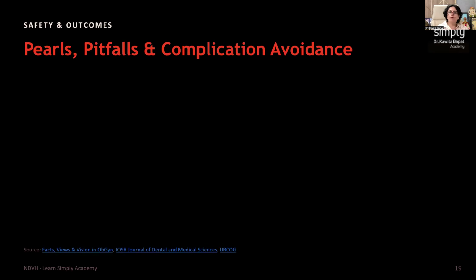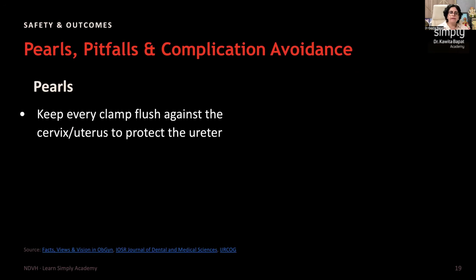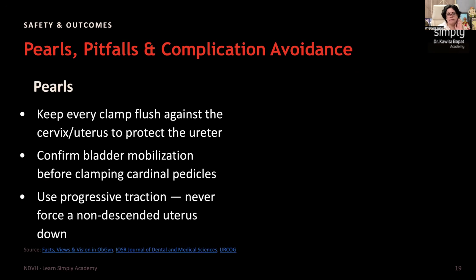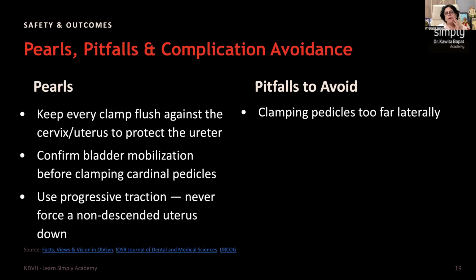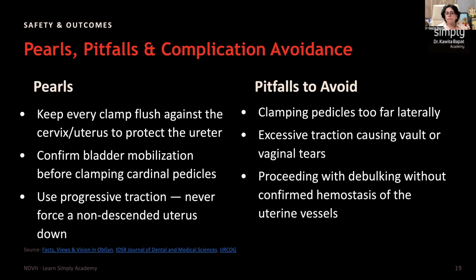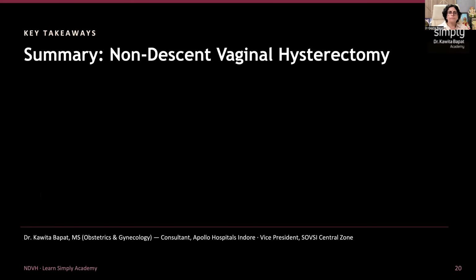Now, pearls, pitfalls, and complication avoidance. Pearls: keep every clamp flush against the cervix, away from the ureter. Confirm bladder mobilization before clamping cardinal pedicles, and use progressive traction. Never force a non-descended uterus down. But what to avoid? Clamping pedicles too far laterally, excessive traction causing vault or vaginal tears, and proceeding with debulking without confirmed hemostasis of the uterine vessels.